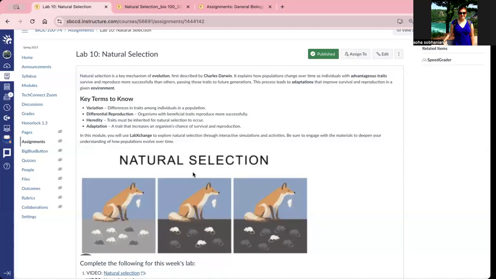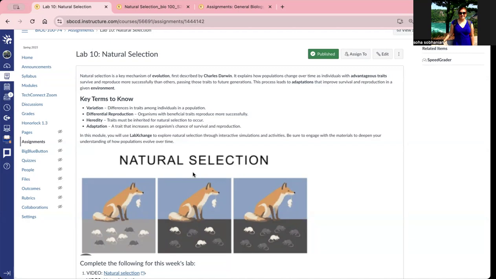Hi, everybody. Welcome to our Lab 10, where we're going to be focusing on the concept of natural selection as a part of the evolution described first by Charles Darwin. I think at this point, everybody has heard of Charles Darwin and has an understanding of the basic concept of evolution.